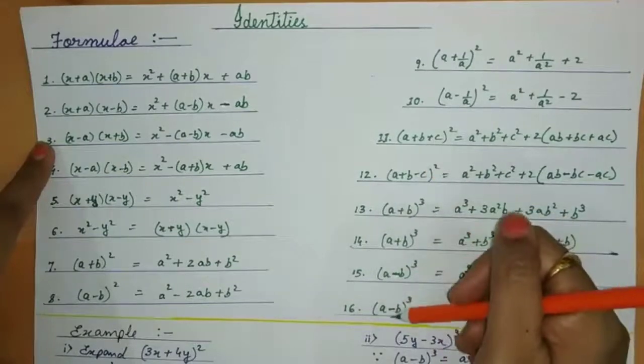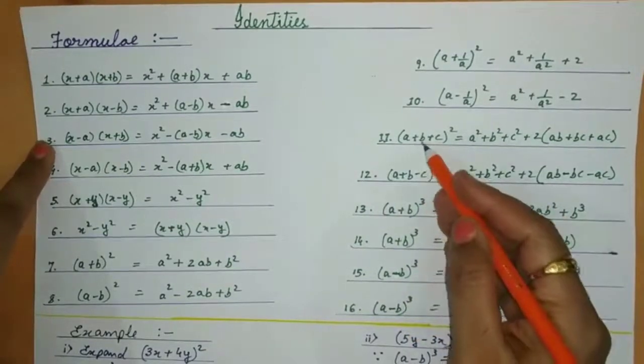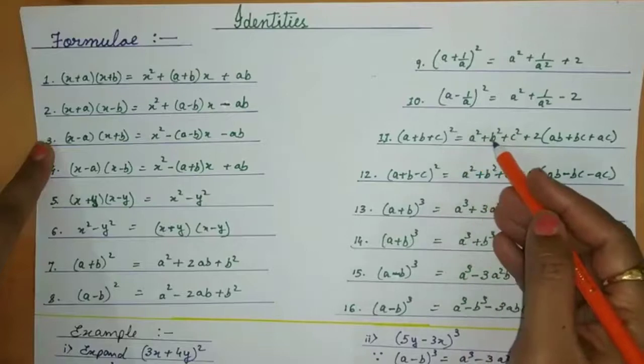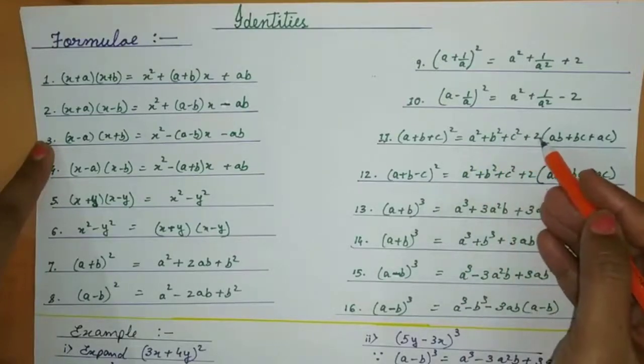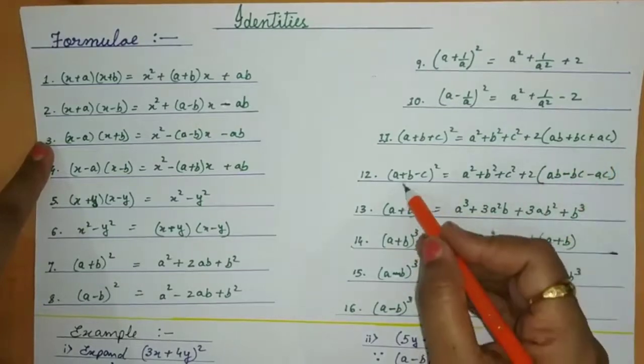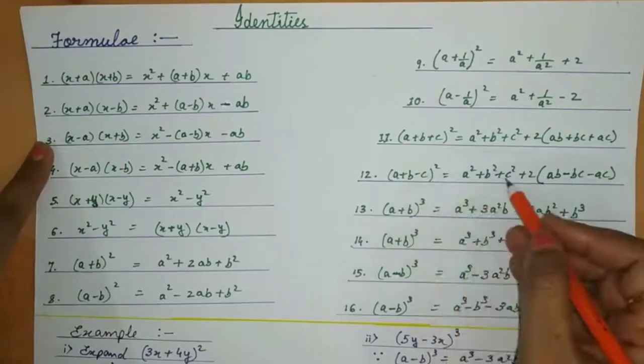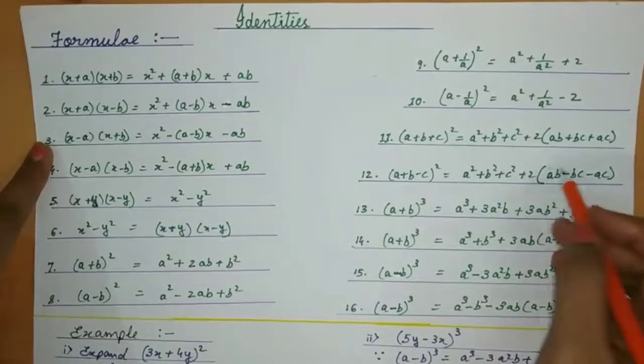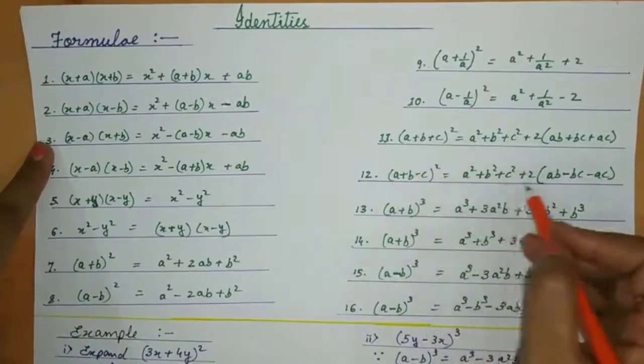These formulas are something new for you, that is a plus b plus c whole square is a square plus b square plus c square plus 2 within bracket ab plus bc plus ac. With any sign changed here, you just have to substitute with that minus sign. So if you are remembering this formula, you can write this one as well.